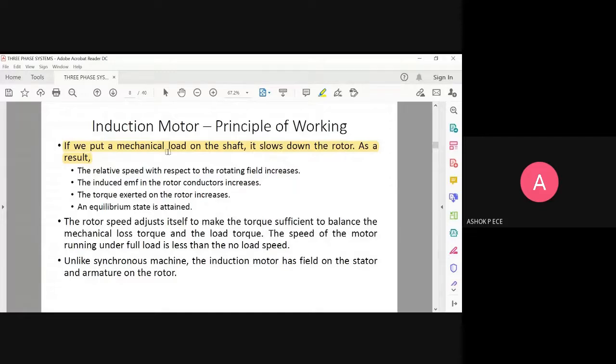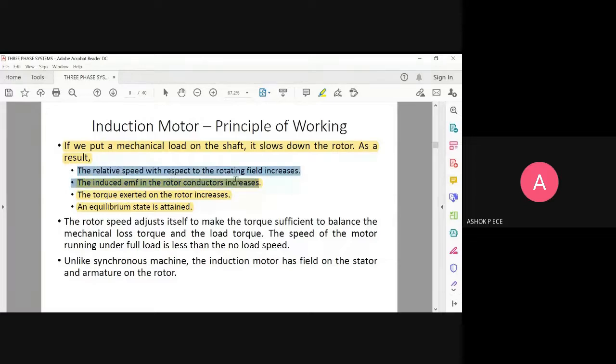Okay, see, it is ns. With ns only we measure everything. Okay, so ns is the synchronous speed. So the induced EMF is going to be more. The torque exerted will increase and an equilibrium state is attained. So even because of this load, I'm going to load the motor.